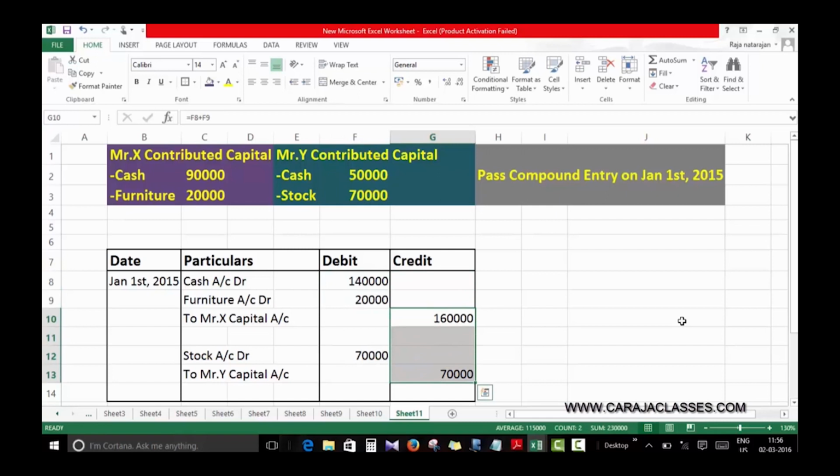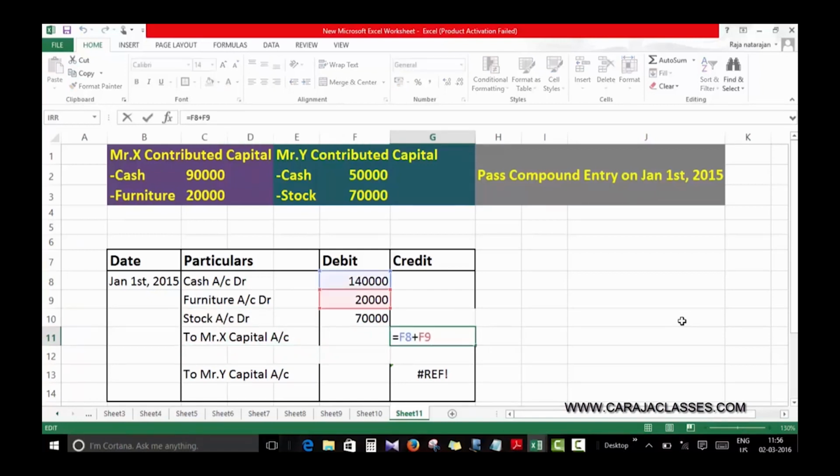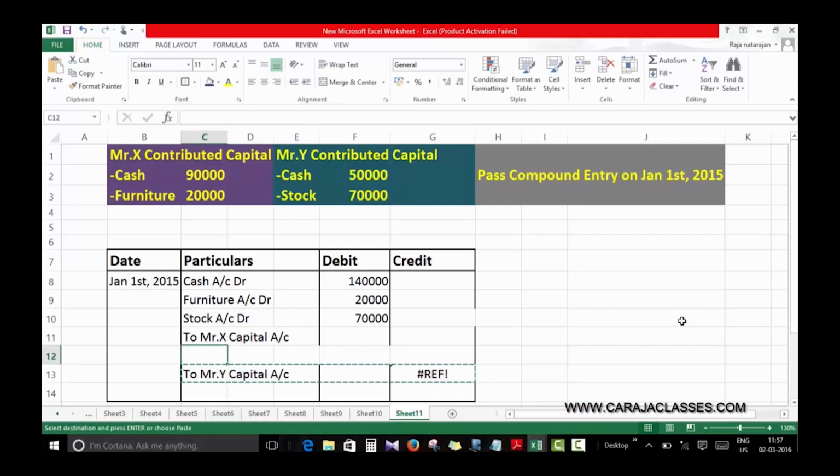Let me organize them. Debits on one side, credits on the other side. Okay, so let me just bring this here. Fine. And let me take the stock over here. I've taken the stock over here. Now Mr. X capital account is showing some figure which is fundamentally wrong, because it takes into consideration the cash balance, but that cash balance includes cash contributed by both. So this will become wrong, and Mr. Y capital account already is showing the computation is wrong.